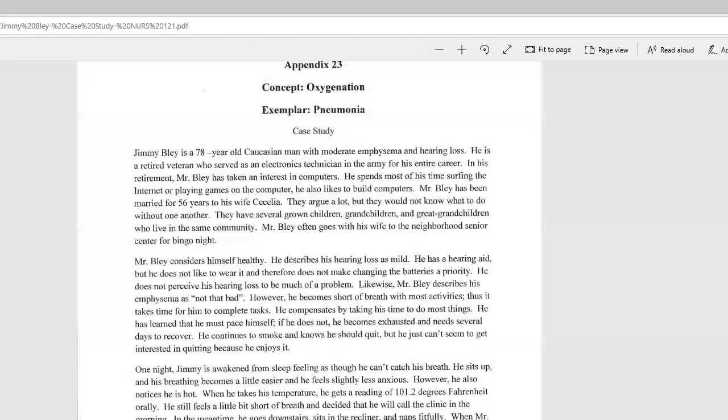Mr. Bly considers himself healthy. He describes his hearing loss as mild. He has a hearing aid, but he does not like to wear it and therefore does not make changing the batteries a priority. He does not perceive his hearing loss to be much of a problem. Likewise, Mr. Bly describes his emphysema as not that bad. However, he becomes short of breath with most activities, thus it takes time for him to complete tasks. He compensates by taking his time to do most things. He has learned that he must pace himself. If he does not, he becomes exhausted and needs several days to recover. He continues to smoke and he knows he should quit, but he just can't seem to get interested in quitting because he enjoys it.